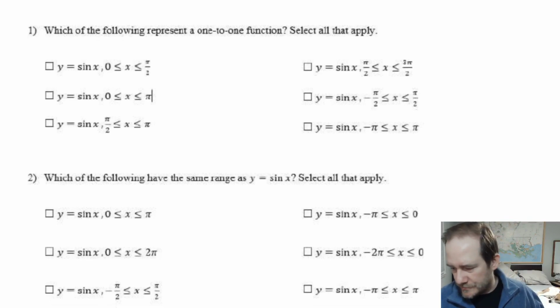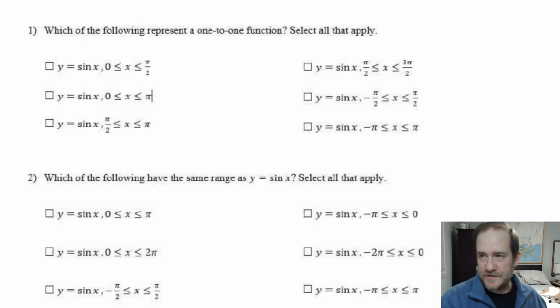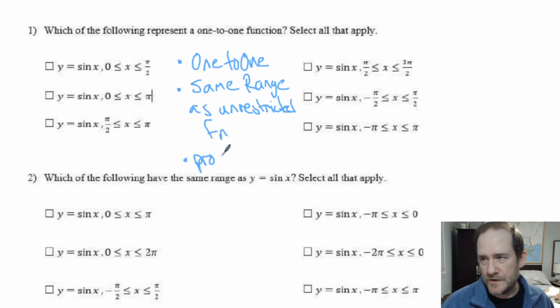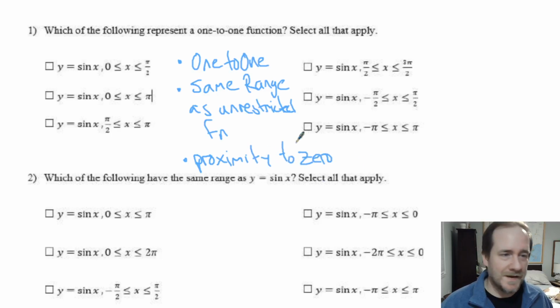You remember that our criterion for choosing a well-restricted domain was that in that domain we wanted the function to be 1 to 1. And then we also wanted to have the same range as the unrestricted function. And what else did we want? Let's call it proximity to 0.